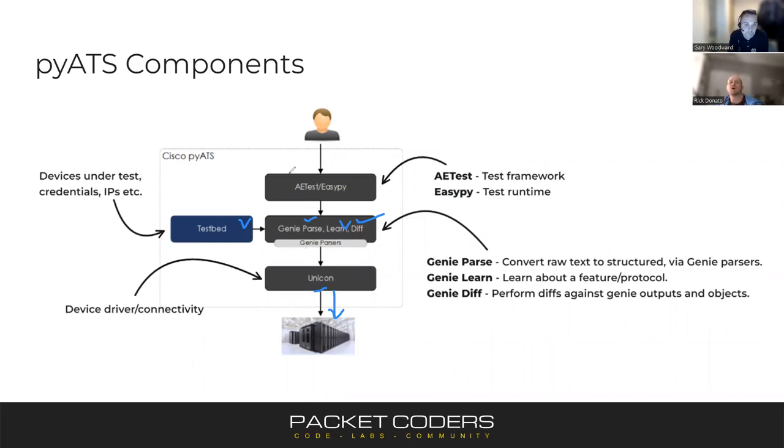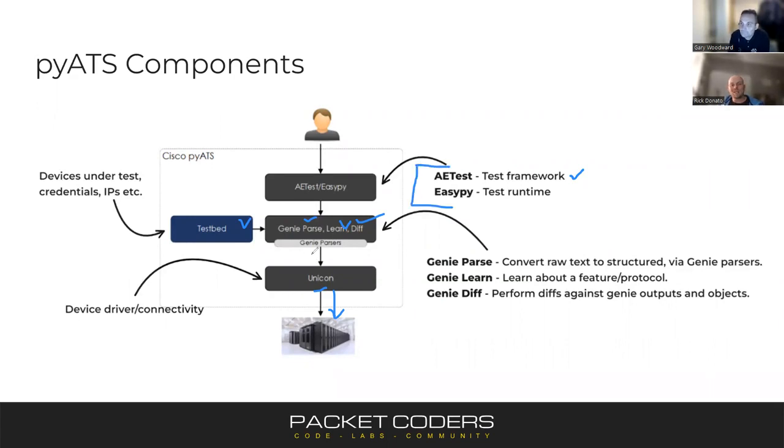And then on top of that, we've got AETest and EasyPy. These two libraries provide the test framework and the runtime. The test framework gives us the ability to build tests in a nice structured way, and EasyPy gives us the test runtime that allows us to run all the different tests in one job. It's also going to give us the ability to do other things such as alerting, i.e. sending out email notifications or generating HTML reports. So we've got these two bits here.